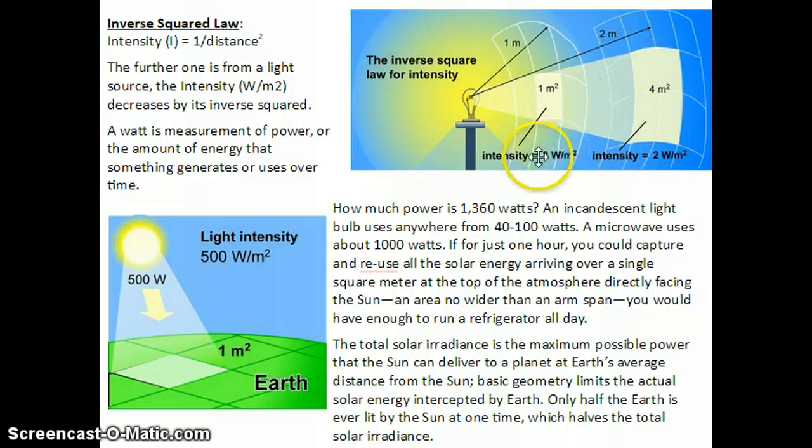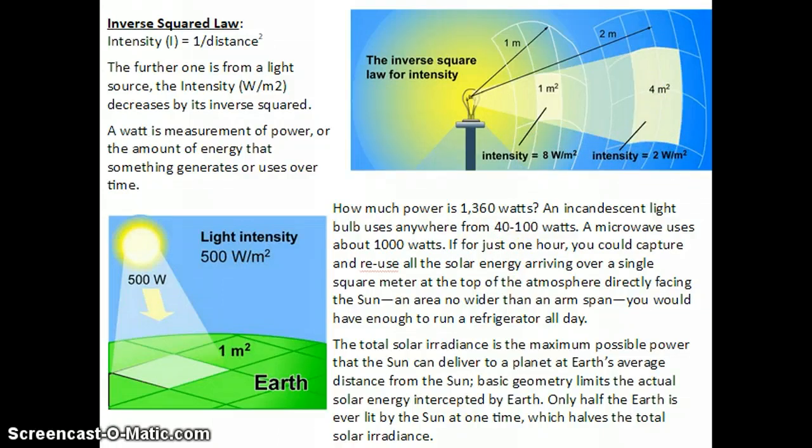So 1/4 of 8, right? 8 watts per meter squared at 1 meter, it's only going to have 2 watts per meter squared of intensity twice as far. So if it's 2 times further, it's going to be 1/4 the intensity. So 1/4 of 8 is 2 watts per meter squared.